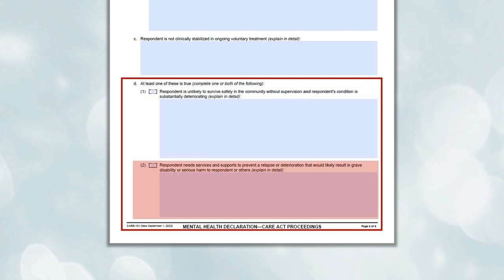Number 2 is the respondent needs services and supports to prevent a relapse or deterioration that would likely result in grave disability or serious harm to the respondent or others. Describe how the respondent would be gravely disabled or would cause serious harm to others or themselves unless they receive services and supports. Grave disability includes a person's inability due to a mental disorder to provide for their basic personal needs for food, clothing, or shelter. Serious harm includes injury causing extreme pain, high risk of death, or a loss of physical or mental functions. This could include self-injuring behavior, such as walking into traffic or putting themselves in extreme risk.